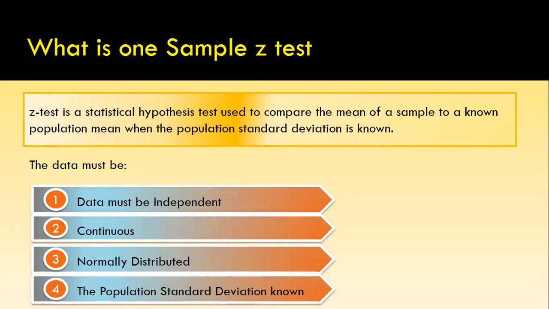Only when your data meets these assumptions can you go ahead and do the Z test: the population standard deviation is known, the data is normally distributed, it is a continuous variable, and the data are independent, not depending on one value or another. The Z test is a powerful tool to compare a sample mean to a known or hypothesized population mean.